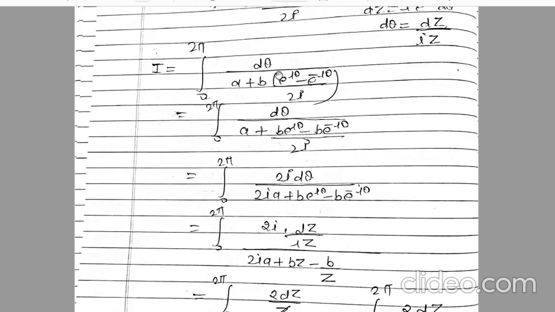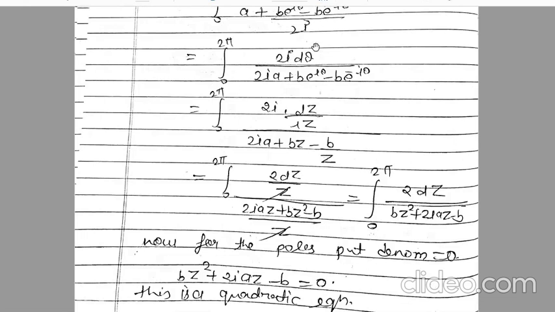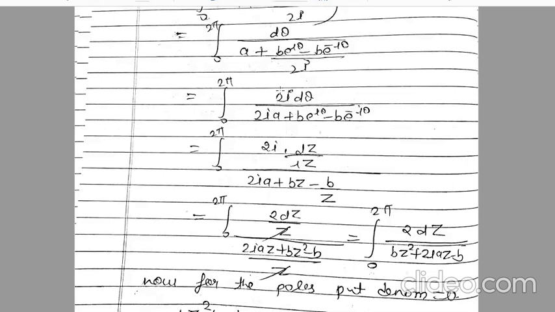So the integral from 0 to 2π dθ upon a plus b sin θ is this one, so just write it here. Now, dθ upon 2i, taking the LCM, you will get 2ia plus b e^(iθ) minus b e^(-iθ). Now put in the values of dθ and e^(iθ).